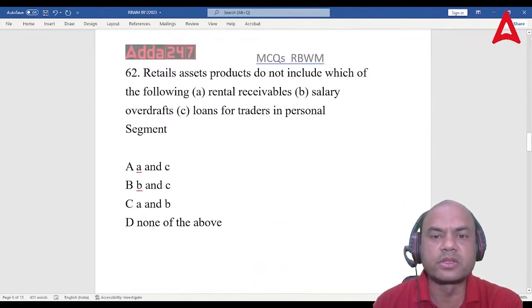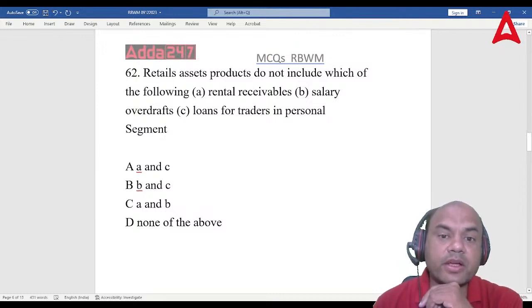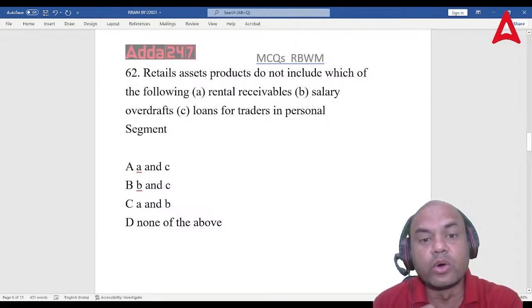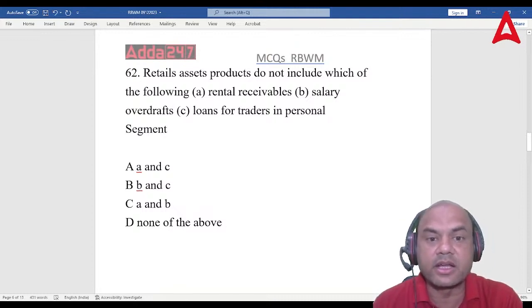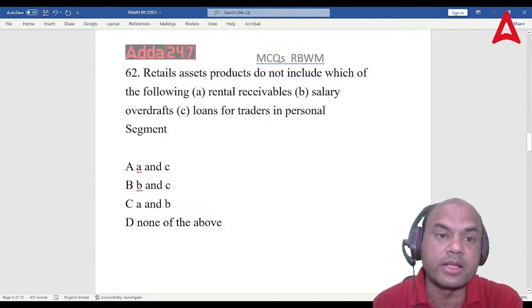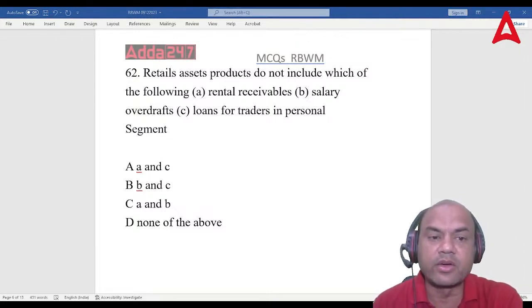The retail asset products do not include which of the following? Now this is the tricky one. Retail asset products do not include which of the following? Now this is the really tricky one. Think over it. A, rent receivables; B, salary ODs; C, loans for traders in personal segment. A and C, B and C, A and B, none of the above. Now think over it. What can be the answer?